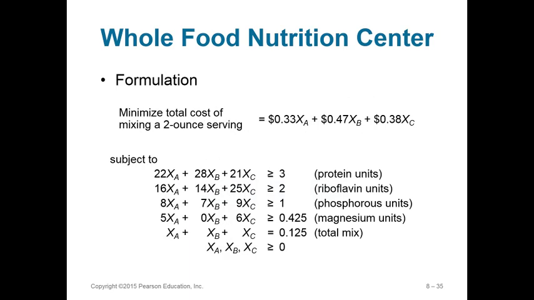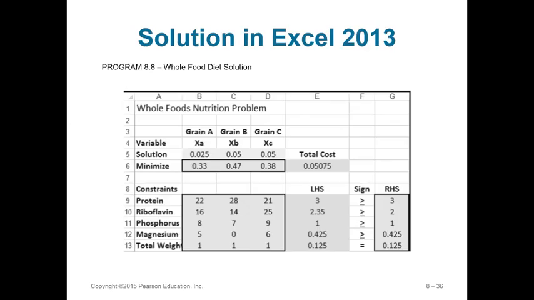So how much do you get out of each grain of protein, riboflavin, phosphorus, and magnesium, how many ounces have you created overall, and you have to use non-negative numbers in terms of the amount of grain that you use for any one of them. And that's your Excel solver solution right there.